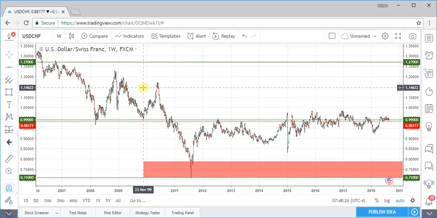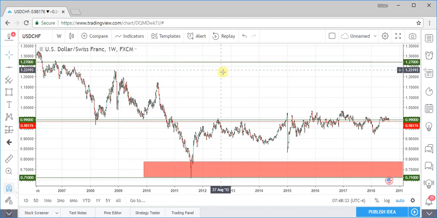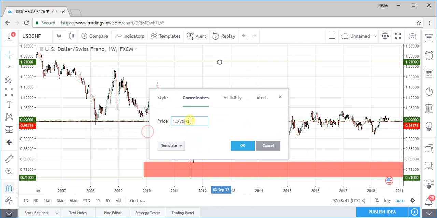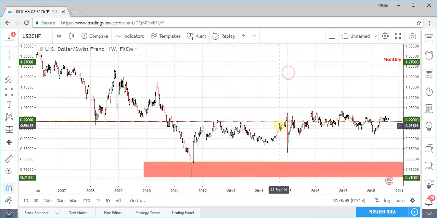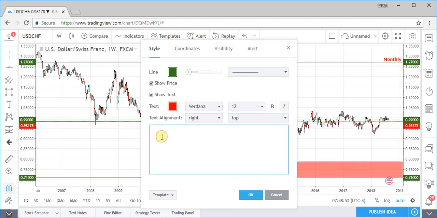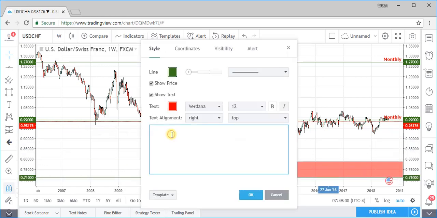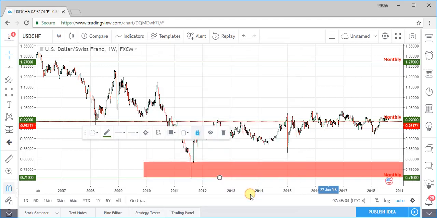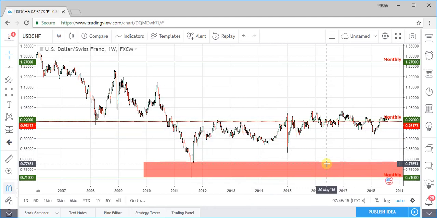All right, but we can also come back and see these levels here. Now, seeing these levels, let's go ahead and label these. We drew these on the monthly, so we're going to put monthly. Monthly. Monthly. All right, now that we're down here in the weekly, we're going to take these levels and break them in half again.